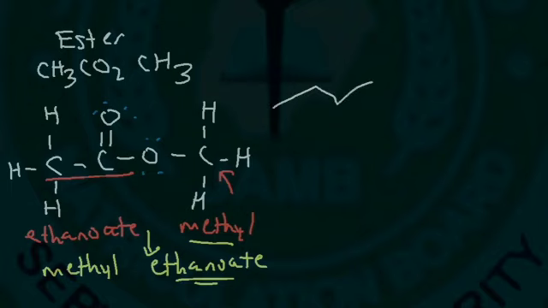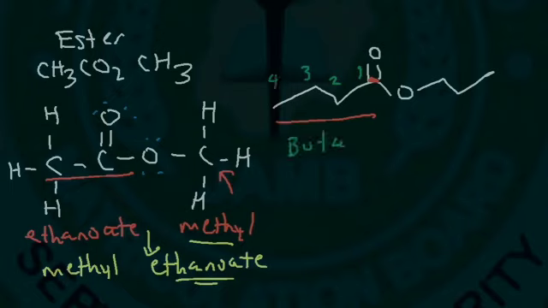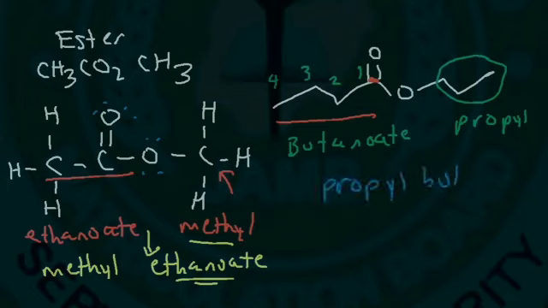So let's say if we want to draw another example. So the carbon that has 2 oxygens, that carbon has the OH part. So it's 4 carbons on the left side. So instead of ethanoate, it's going to be butanoate. And on the right side, we have 3 carbons, which represents propyl. So to name it, it's propyl butanoate. So that's how you can name esters.